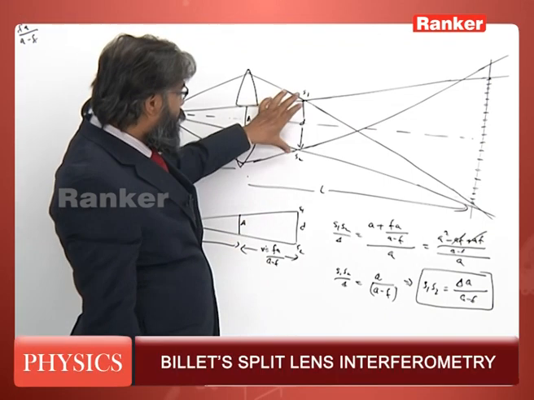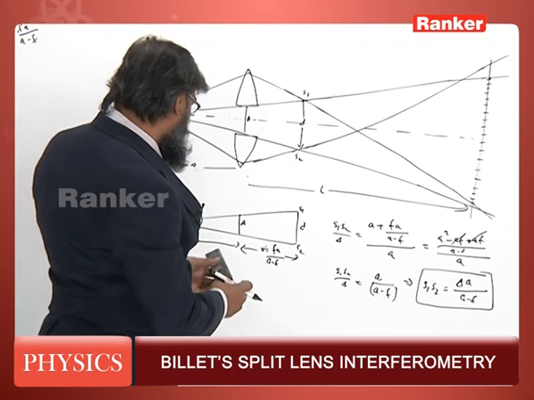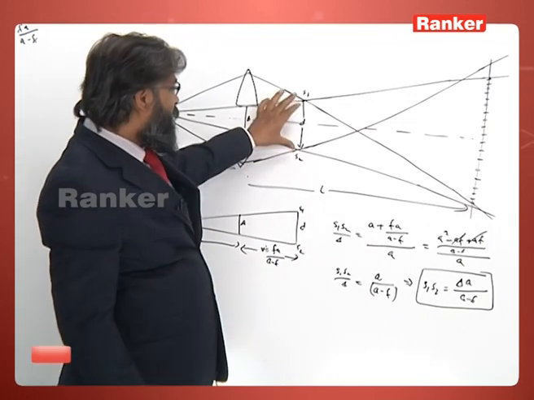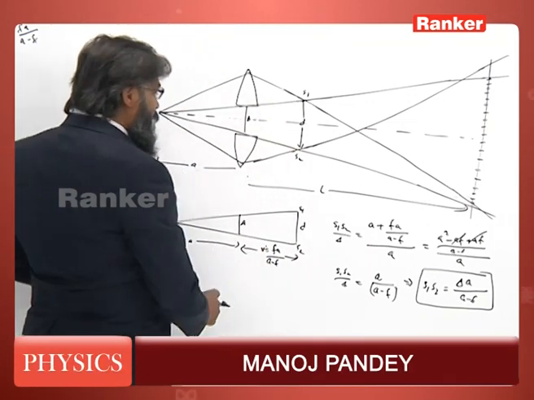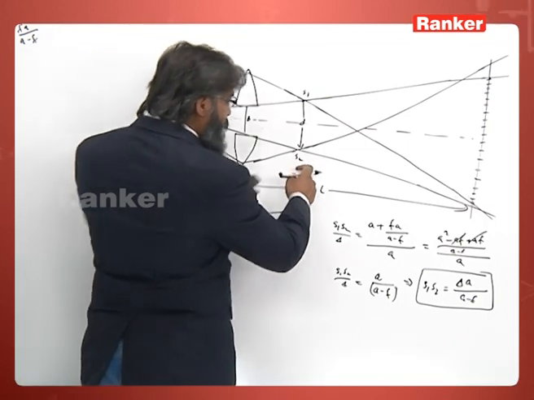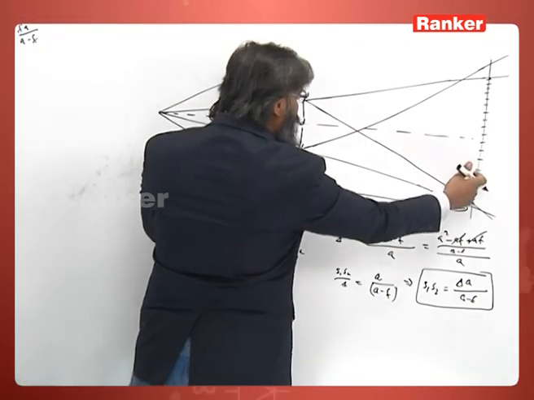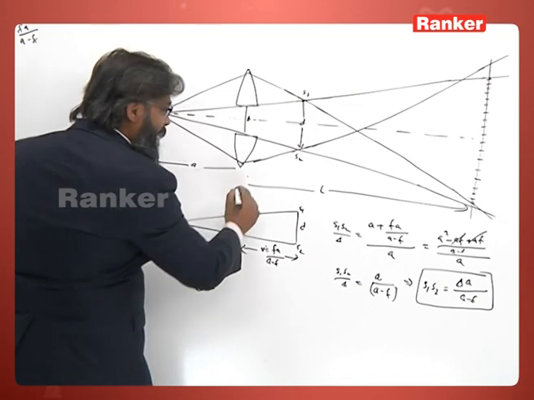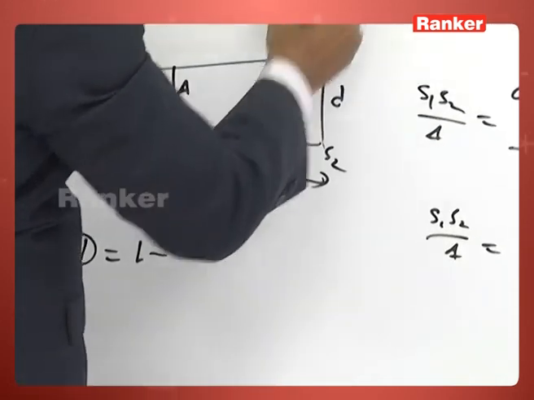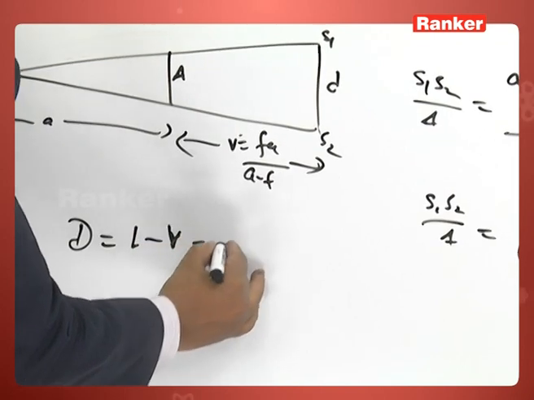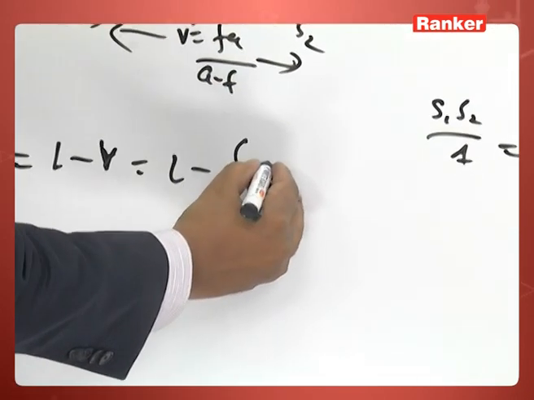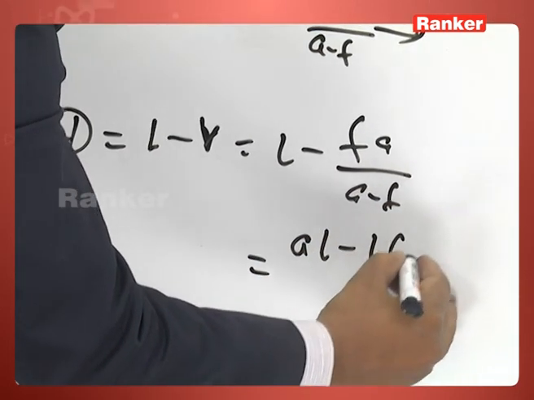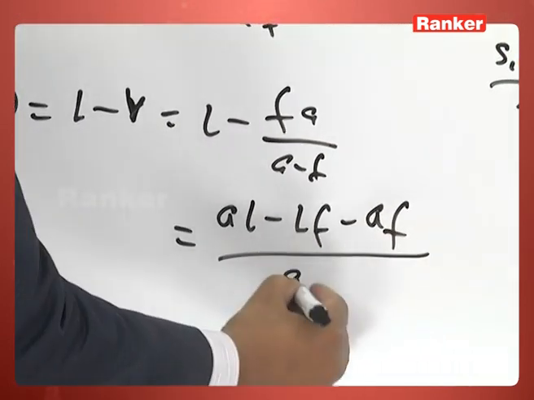This is S1S2, let it be d. So for S1S2 we got the distance between the slit widths. Now we further require the distance from the slits to the screen, which is denoted as capital D. So capital D will be L minus V. V is already FA by A minus F, so that is AL minus LF minus AF by A minus F.